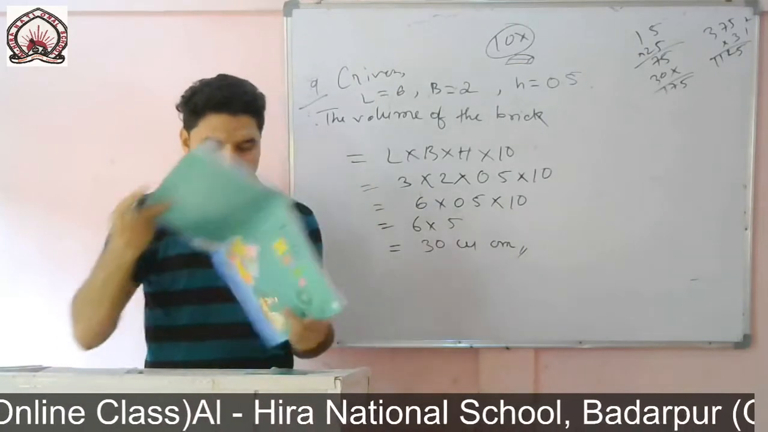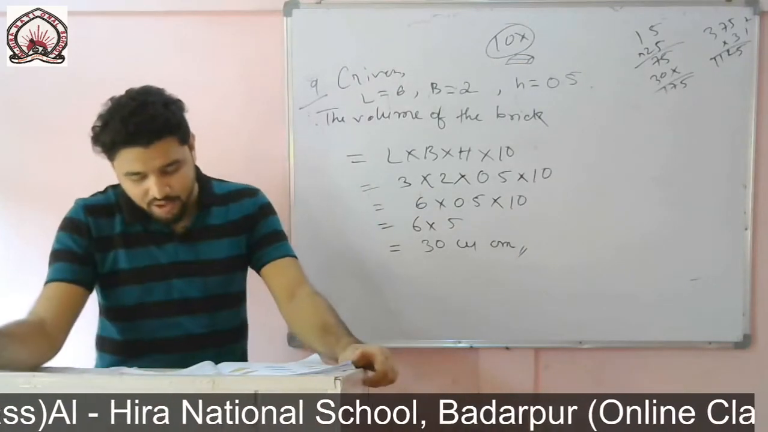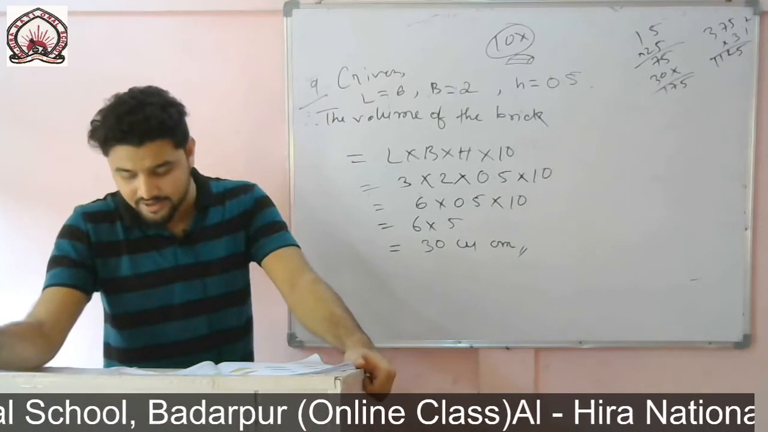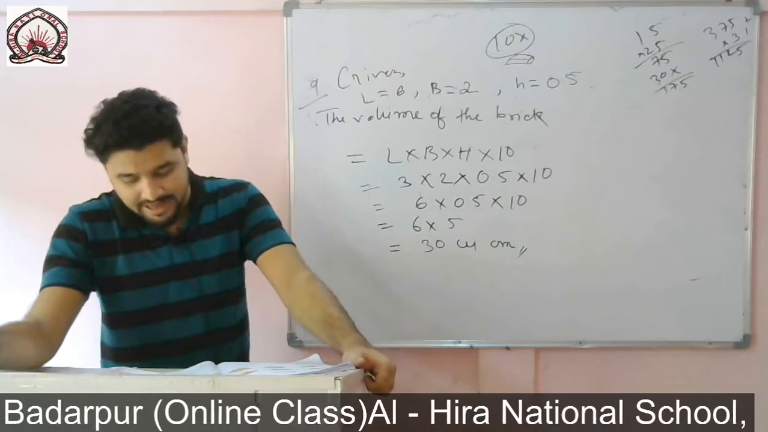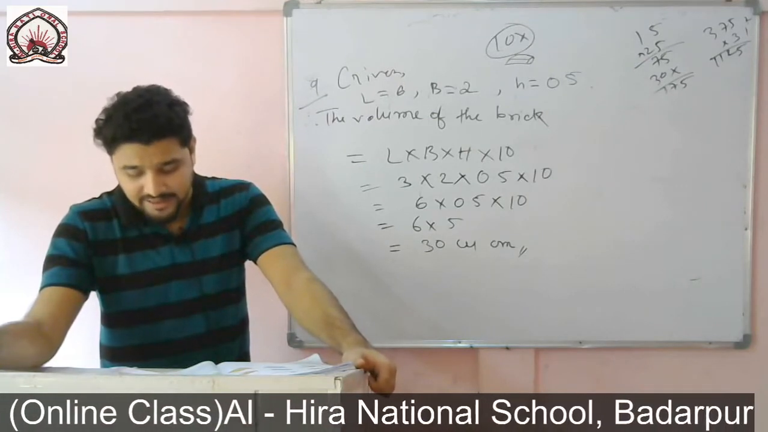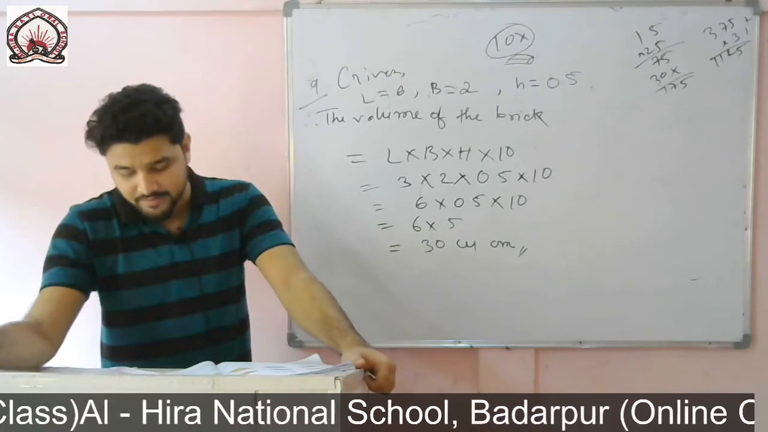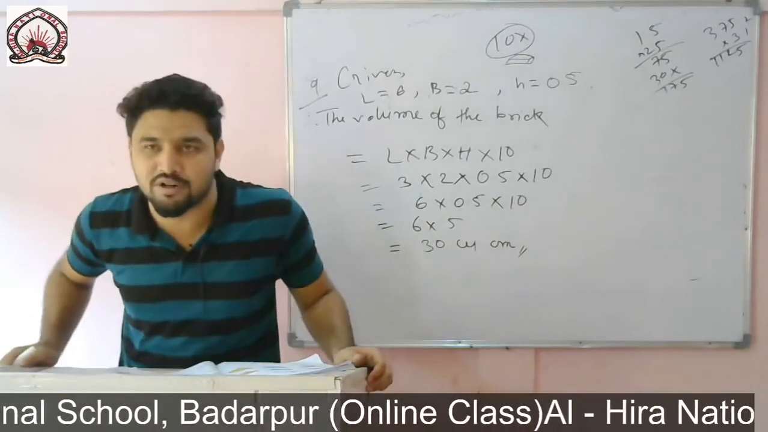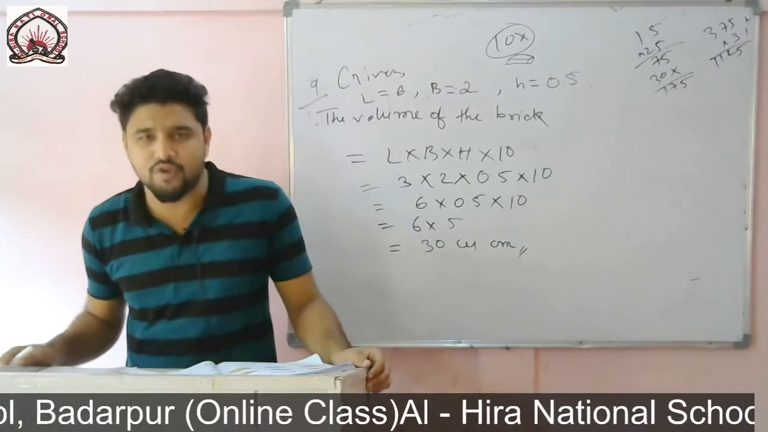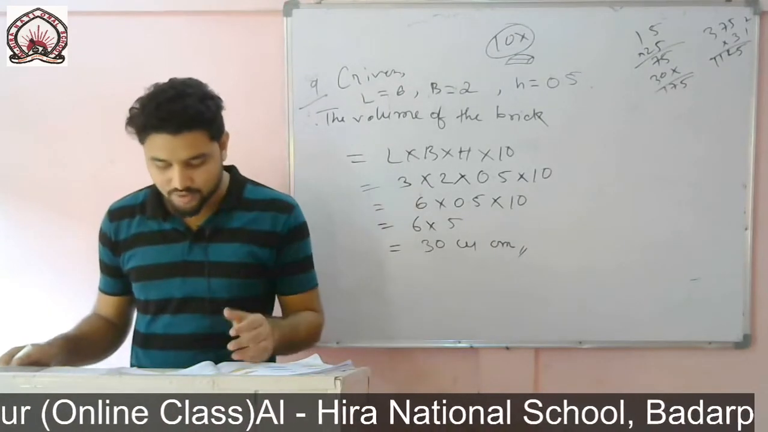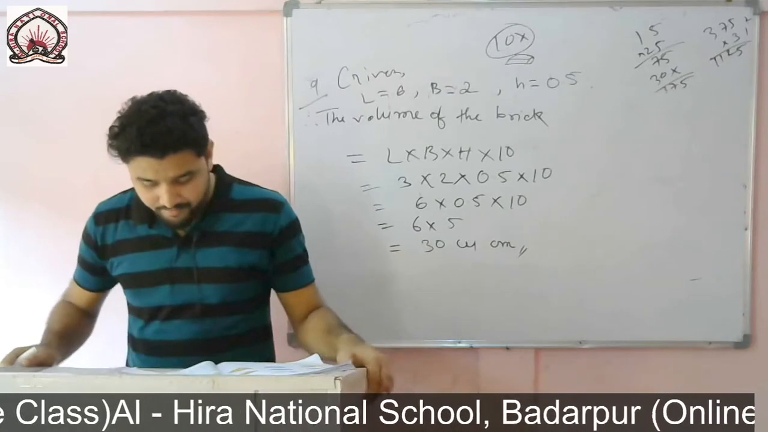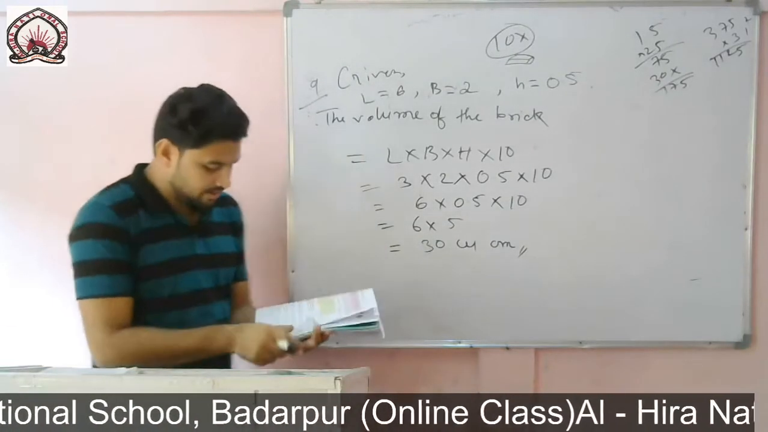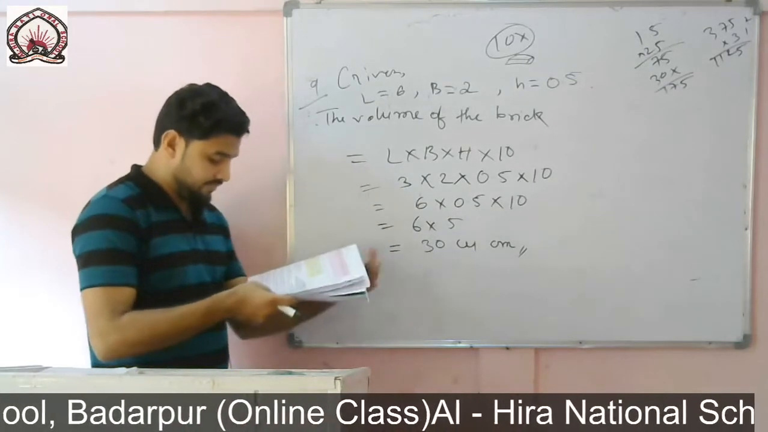Now come to question number 10. A carton of ice cream has length 12 centimeter, breadth 10 centimeter and height 2.5 centimeter. How many ml of ice cream does it have if 1 cubic centimeter equals 1 ml? So here you see 1 cubic centimeter equals 1 ml. So if you multiply the length, breadth and height of the carton, then we'll get the answer.